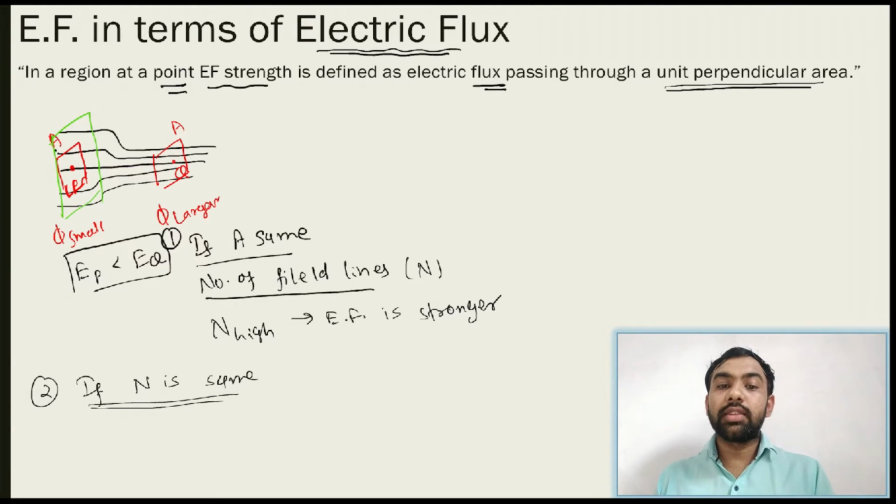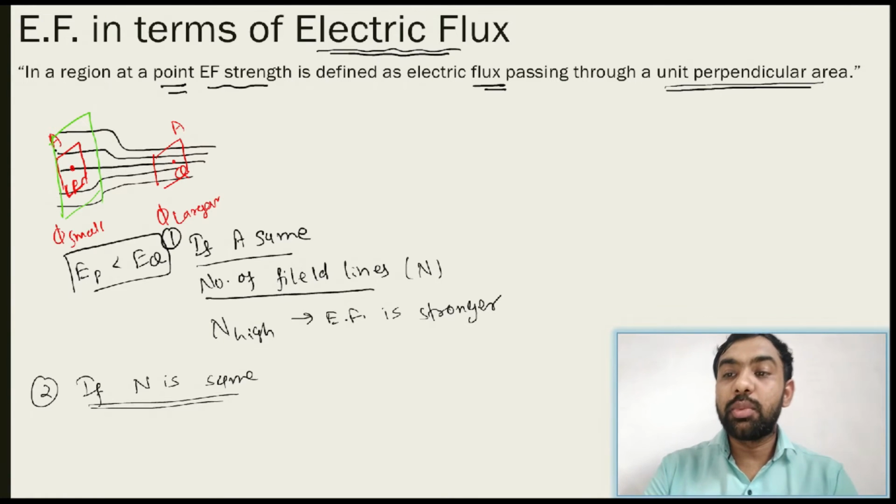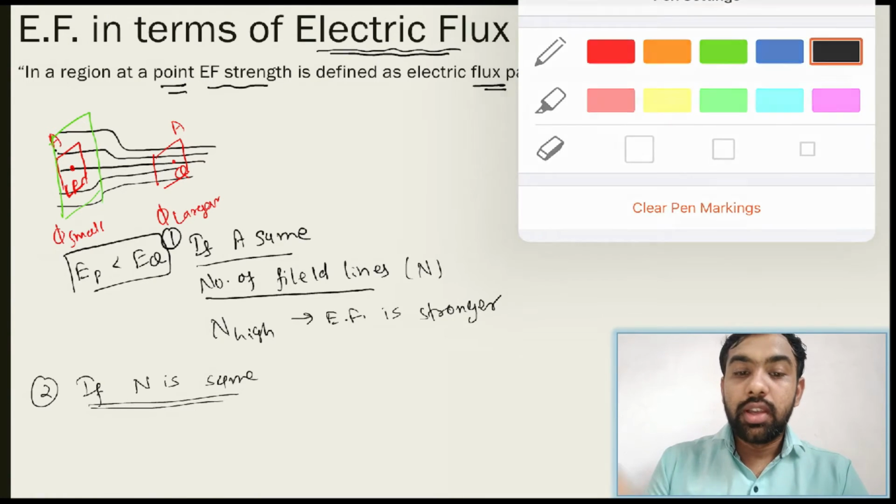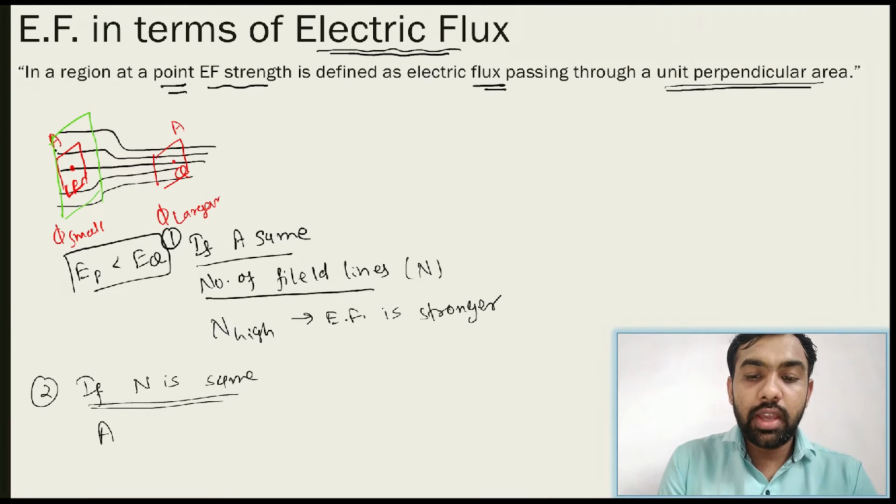If this n is same in both cases, the number of field lines at P passing through this area is equal to the number of field lines at Q passing through the different area. Okay, so the number of field lines are same, then it depends on area. If A is larger, A is high, it means electric field is weak.